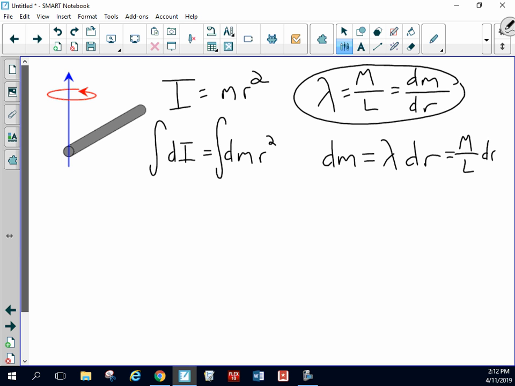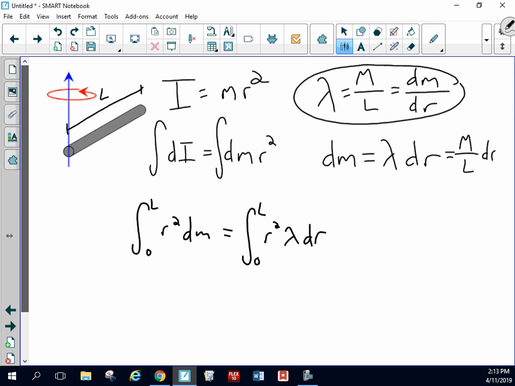This is still a rod of length L. Now instead of evaluating from negative L over 2 to L over 2, we're starting at the rotational axis and going to the end of the rod. So that means we're going to evaluate from 0 to L. So this one's actually going to be easier. All right, so our integral looks like this. From 0 to L, r squared dm, and that equals r squared times lambda dr. Okay, that's once again substituting using our definition of density.